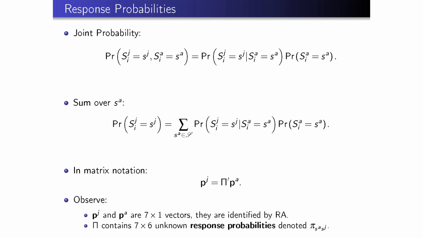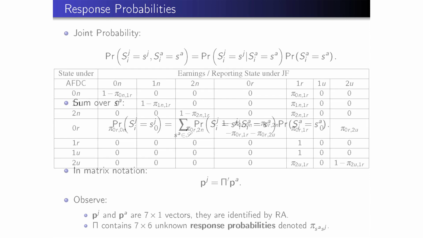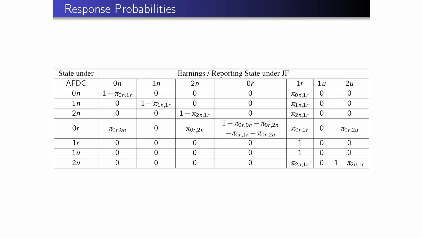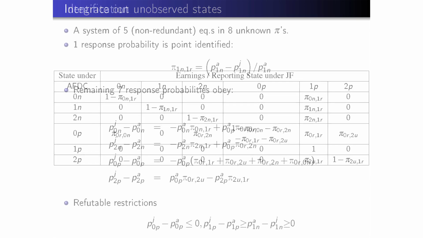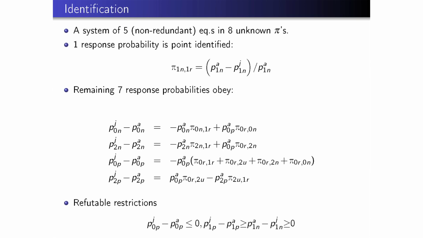What we don't know is this matrix pi of the probability of making a given choice under Jobs First, given that you would make a different choice under AFDC. And that's what's going to concern us today, because that's one way of summarizing intensive and extensive margin responses. So we prove in the paper that the matrix looks like this. And of course, the empirical content here comes from all those 0 restrictions, which are just derived from revealed preference. Now, there's an unobserved state here. We integrated out. The matrix looks like this. Awesome. Okay, so at the end of the day, the economics of this system boils down to 5 equations and 8 unknowns. That sounds bad.